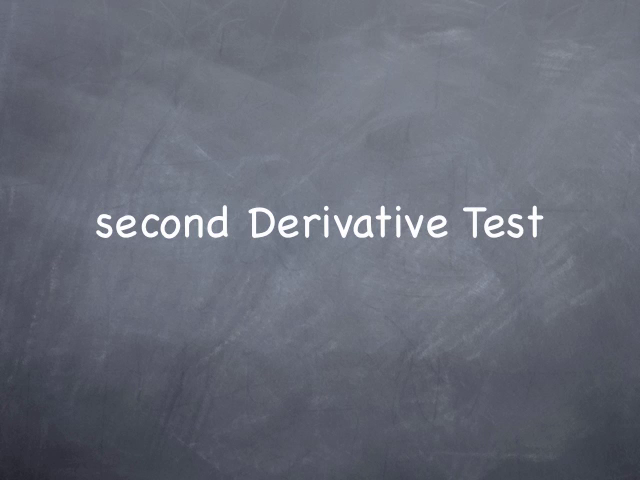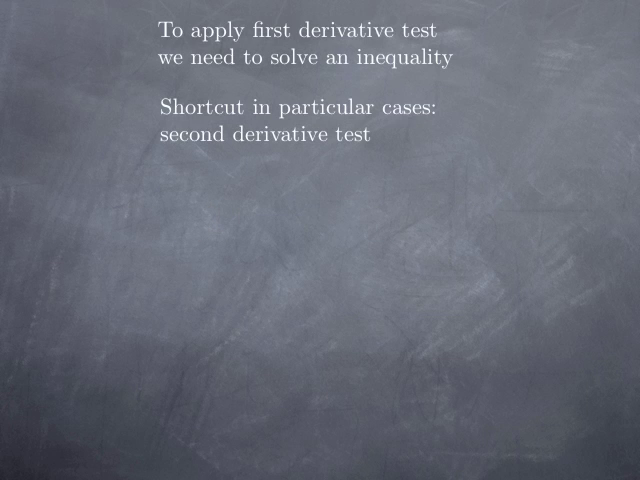Now we're going to see that a concavity argument can give us an alternative to the first derivative test to test critical values and decide whether it's a local maximum or local minimum. As we have seen, to apply the first derivative test, you want to know where the first derivative is positive or negative. In other words, you have to solve an inequality.